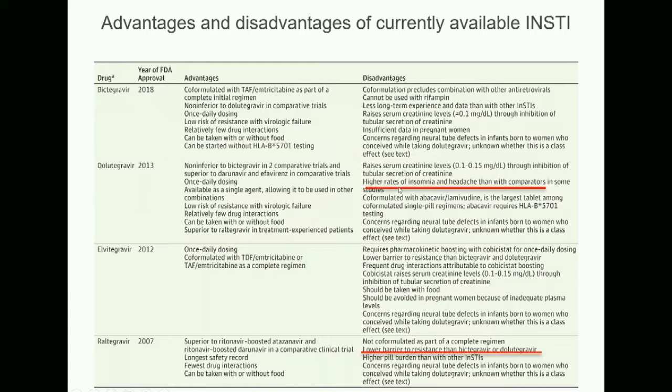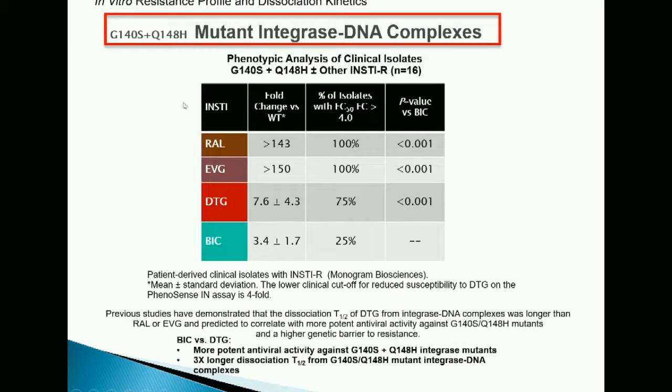What about dolutegravir? Higher rates of insomnia and headache, so some central nervous side effects. And so we use it in the morning. And what about raltegravir? It has a low genetic barrier, which is very important, and a higher pill burden because you must take it twice a day. We look at resistance, fold change versus wild type.